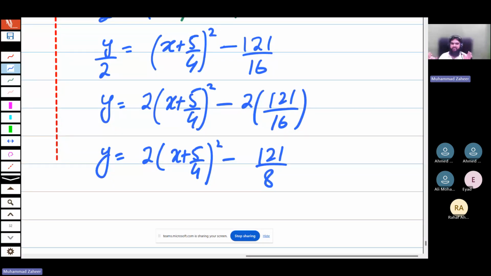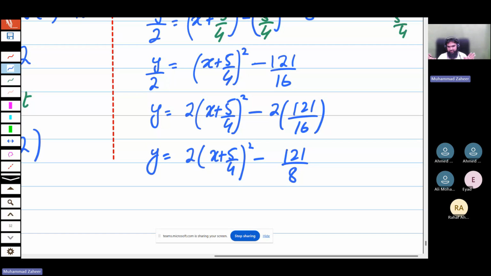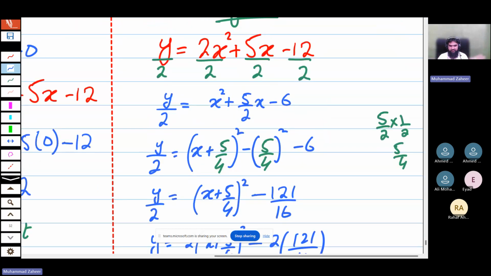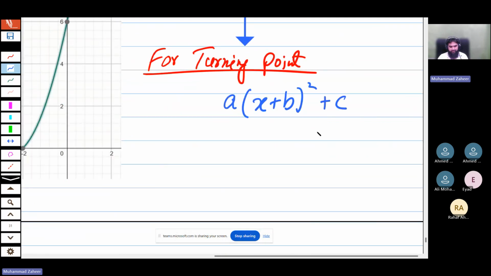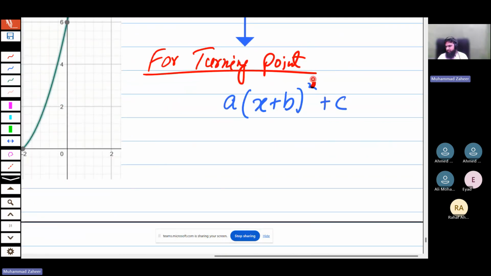So look at what we have done till here. We just wrote the equation in the completing square form. We did not do anything else. We just achieved this form: a into x plus b whole squared plus c. Now after writing this form, your turning point is: this is your x coordinate, and you have to change the sign to minus b. And this is your y coordinate, that is your c. So minus b comma c is your turning point.